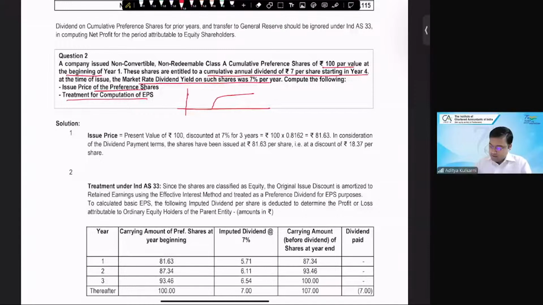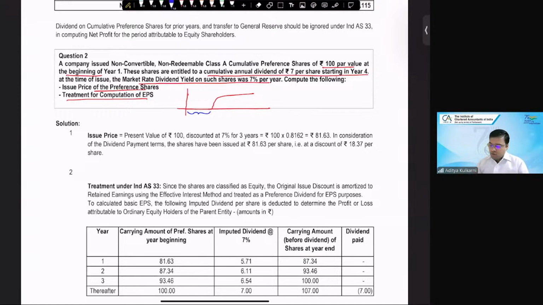Now the question is, should I compensate the shareholder for the first 3 years where they have only invested and not received anything in return? Yes. The company which has received this capital should compensate for these 3 years when no dividend is paid. So how will it compensate? It will compensate by reducing the issue price in the first place, that means by giving a discount at the time of issue.